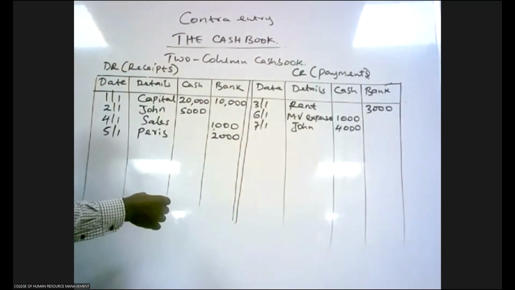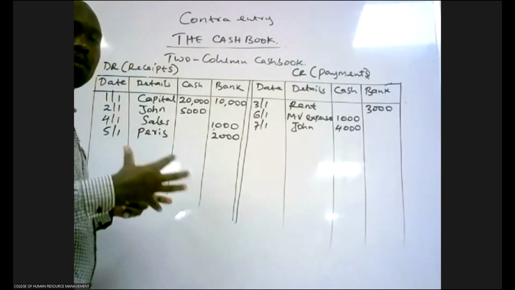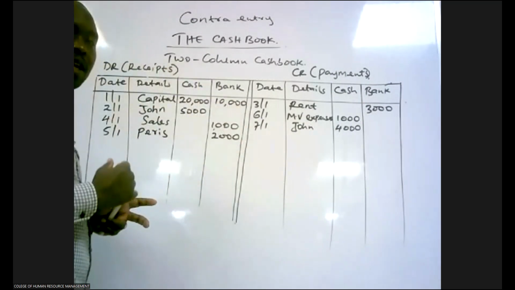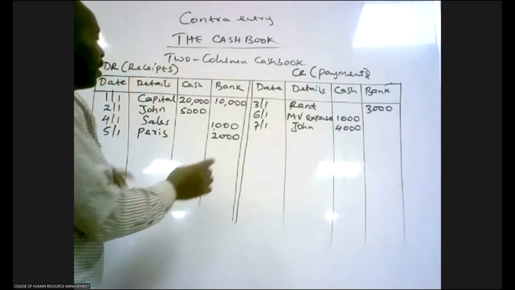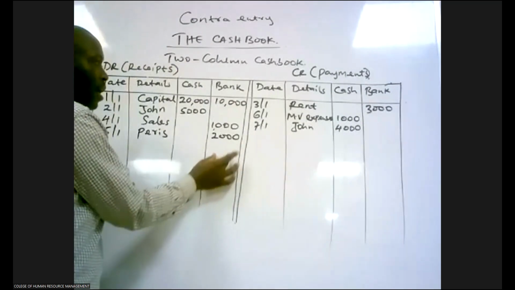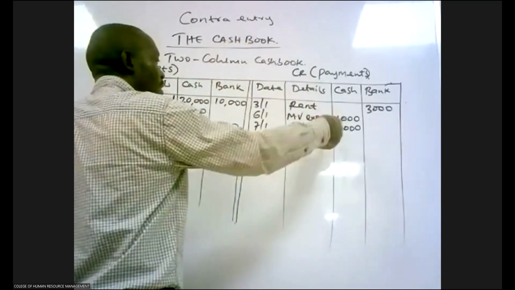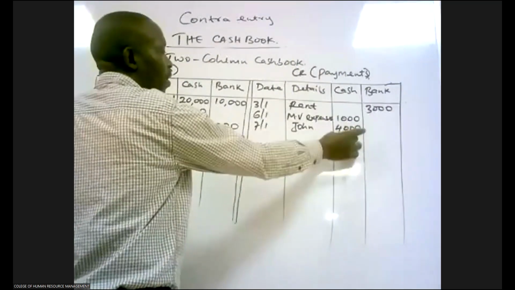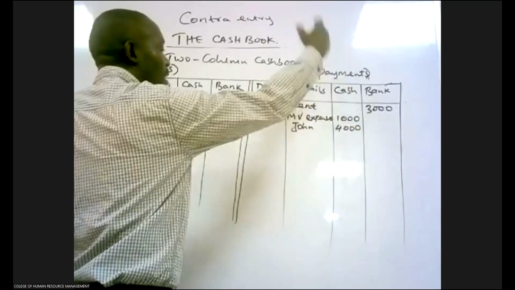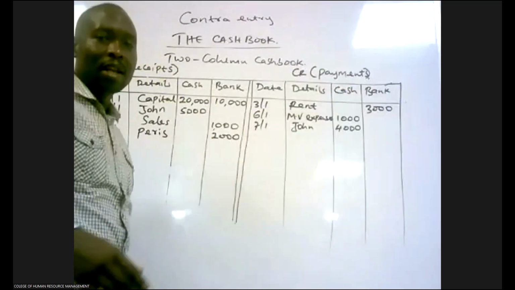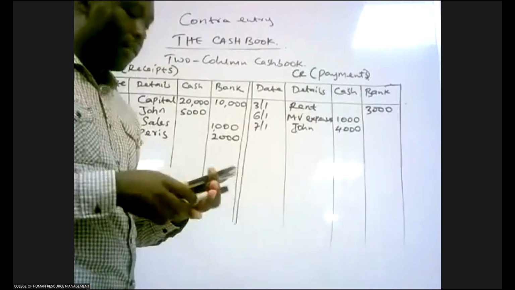But if it is money deposited from the cash box into the bank, if it is cash to bank, it is the bank that will be receiving that money. So on the receipt, put it on the bank. And because it is cash being transferred to the bank, on the payment side of cash, put it as a payment. Let us look at what happened in this case.